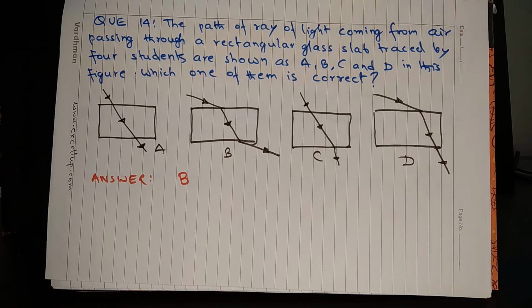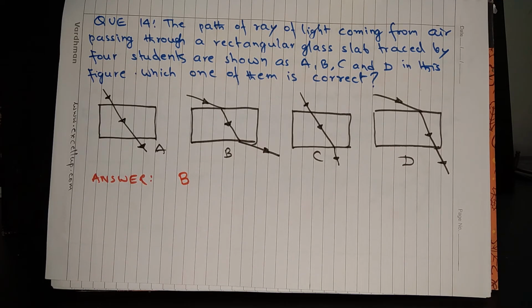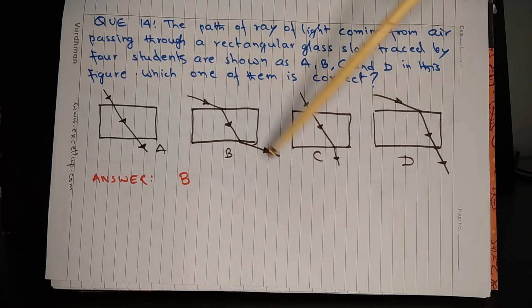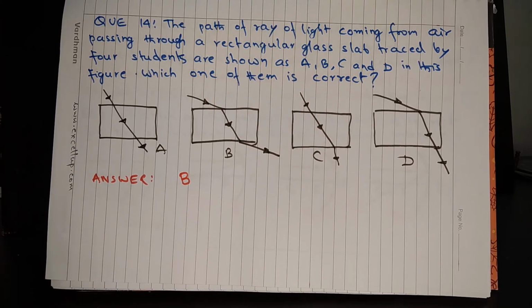Question 14. The path of a ray of light coming from air passing through a rectangular glass slab traced by 4 students are shown as A, B, C, and D. In this figure, which one of them is correct? So the answer is B, because the incident ray and emergent ray are parallel to each other. That is not the case with any other figure.